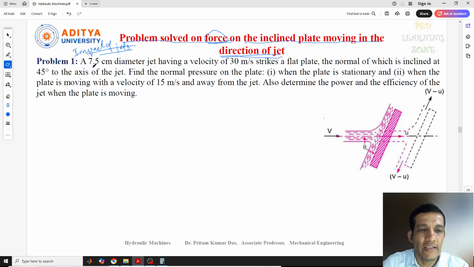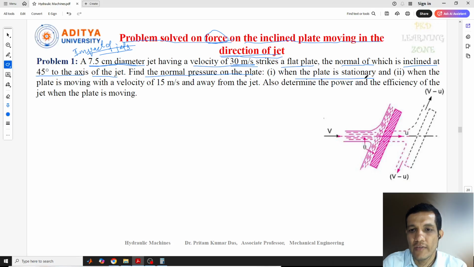I have taken a 7.5 centimeter diameter jet having a velocity of 30 meter per second that strikes a flat plate. How do we identify which category this problem belongs to and what formula will be used? In the question itself we can identify. The jet diameter is given, moving with a velocity of 30 meter per second, and it strikes a flat plate, the normal of which is inclined at 45 degrees to the axis of the jet. Find the normal pressure on the plate when the plate is in stationary condition.